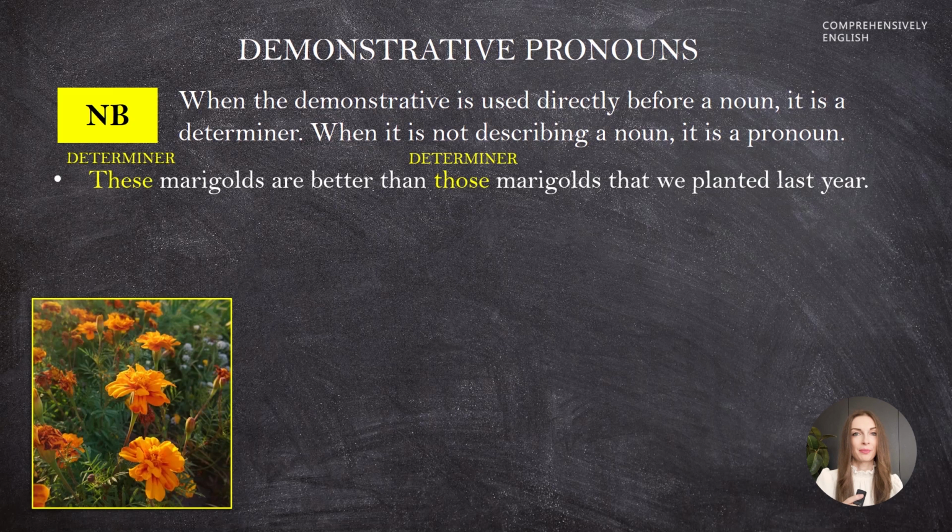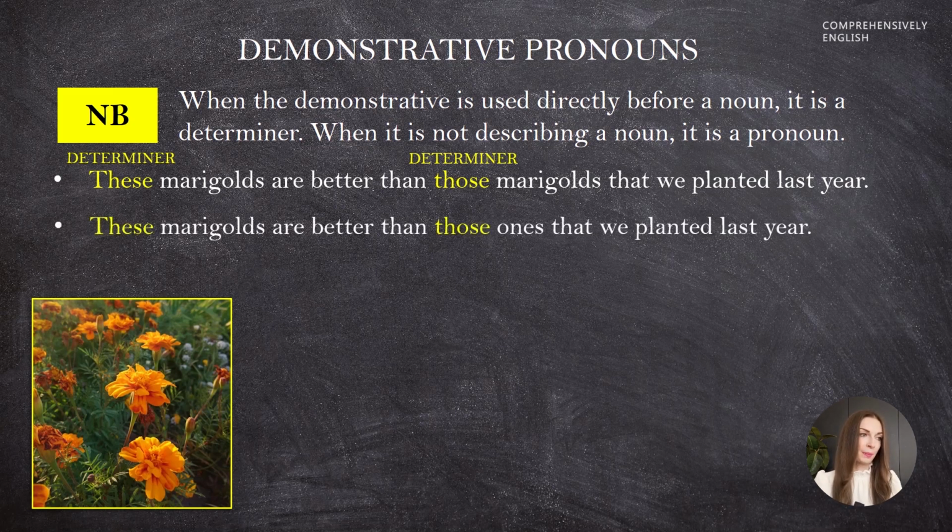Let's try to change something in the sentence to make it more beautiful. These marigolds are better than those ones that we planted last year. We can replace the word marigolds with ones, and this way we'll avoid the repetition. Are these and those determiners here, or are they pronouns? Of course, they are determiners. These marigolds is a noun, and one replaces the second marigolds, so it functions as a noun.